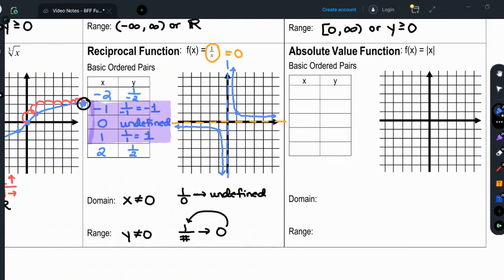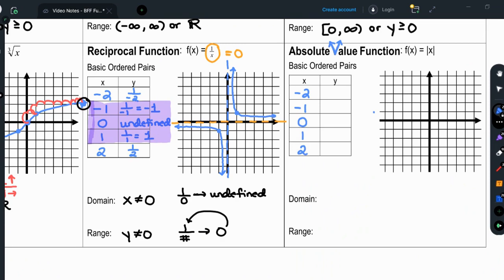f of x equals the absolute value of x. I really like the v in value because it helps me remember what my graph is going to look like, which is going to be a v-shaped graph. So I go ahead and start with some negative values, because remember, I can have negatives in an absolute value. I also always want to see what happens at 0. And I'll do some positive values like 1 and 2.